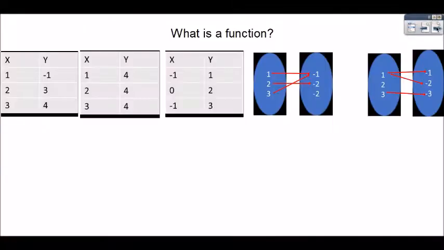So what is a function? A function just means that there are no repeats in x. So that means I can have repeats in y, just no repeats in x.